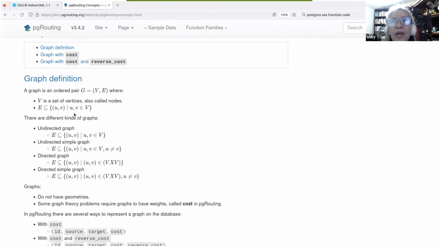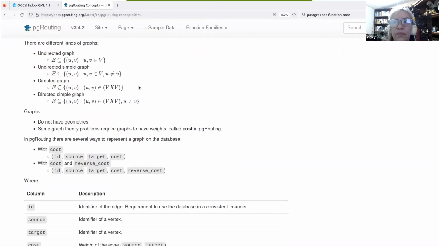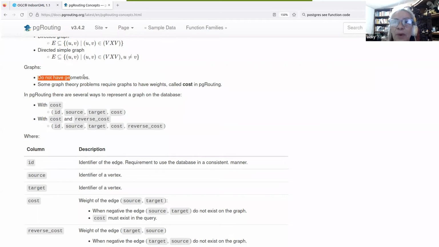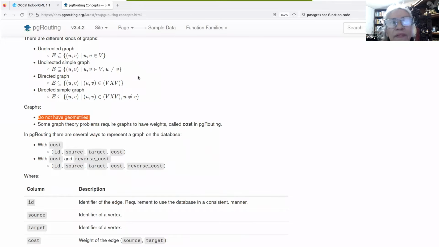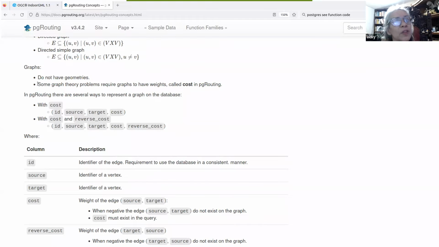A graph is a pair of vertices and edges, where the edges are vertices that are connected with each other. And there are different kinds of graphs. So when we look at this definition, we don't see geometries involved. So it's this part that it's very important. Graphs do not involve geometries. And PG routing will be solving graph theory problems. And some of them require that the edges have some weights, and those weights in PG routing, we call them costs.